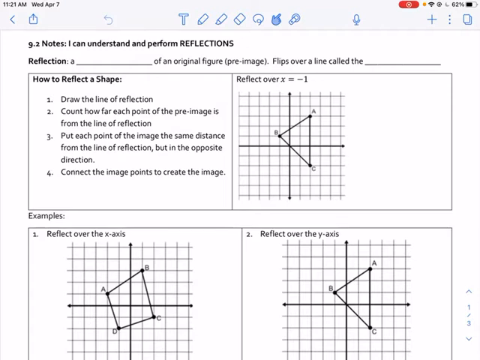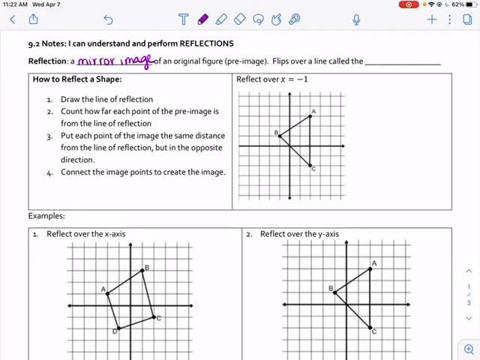So a reflection is a mirror image of the original figure or the pre-image. You probably have done some reflections. I remember in elementary school, I'd paint with some paint on one side of a paper, fold it over, and then it made a mirror image. That's just what we're doing on the reflection, but now we're going to do it with a graph.